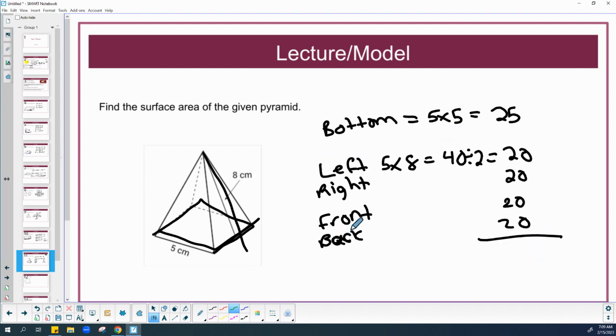And only the triangles are divided by 2. The bottom is not divided by 2 because it's a square. All right, the 4 20s make 80, plus 25 is 105 centimeters squared.